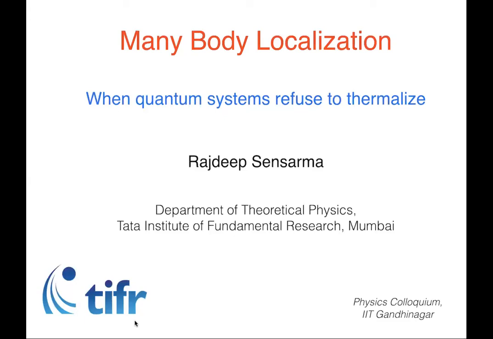So I'll be talking today about many body localization, and roughly speaking, we will give all the caveats later on, but it's a situation where quantum systems refuse to thermalize, and we will try to ask when does that happen, when that happens, how do we characterize those systems, can we see any of these in experiments, and so on and so forth. So let me get to an outline.